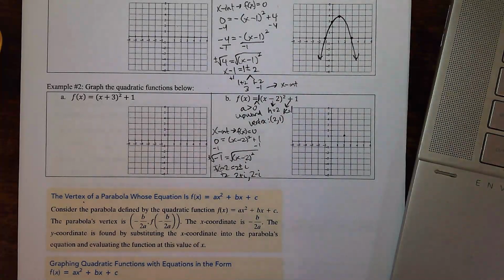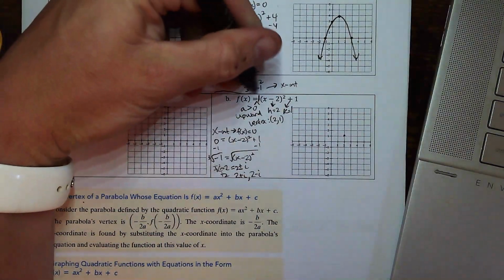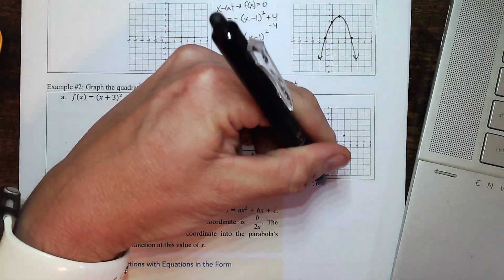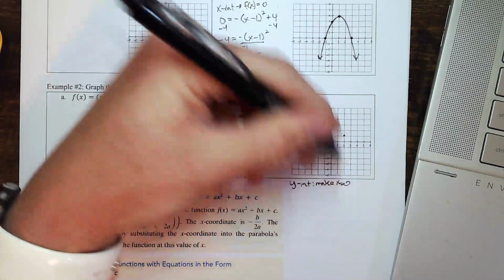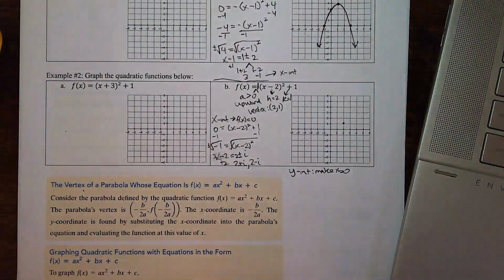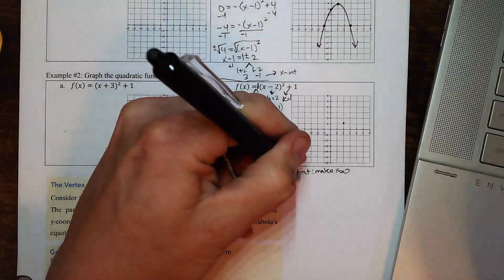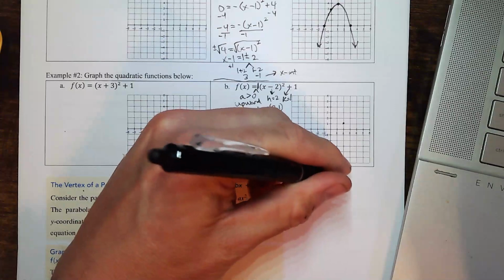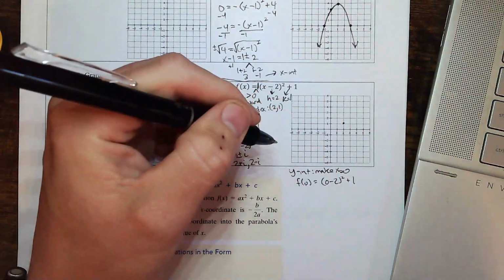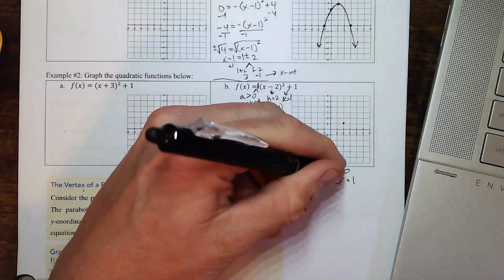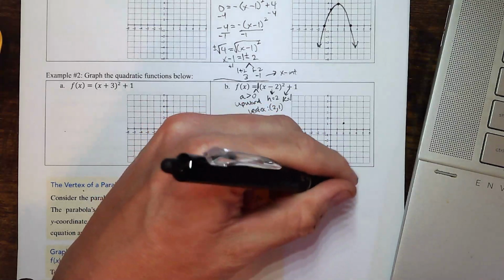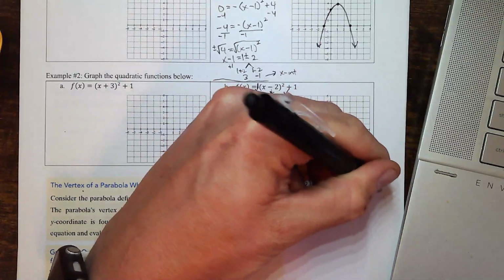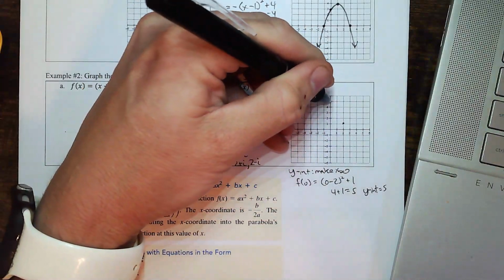All right, so now let's find the y-intercept. I'm going to try to box this in down here. To find the y-intercept, make x equal 0. So f of 0 is equal to 0 minus 2 squared plus 1. 0 minus 2 is negative 2. Negative 2 squared is 4. 4 plus 1 is 5. So the y-intercept is 5.